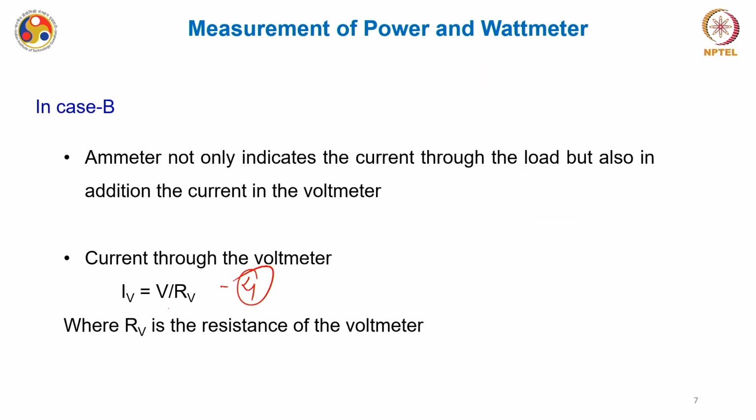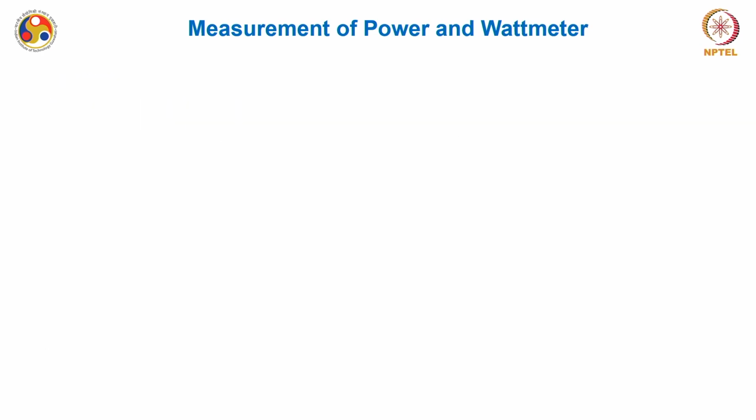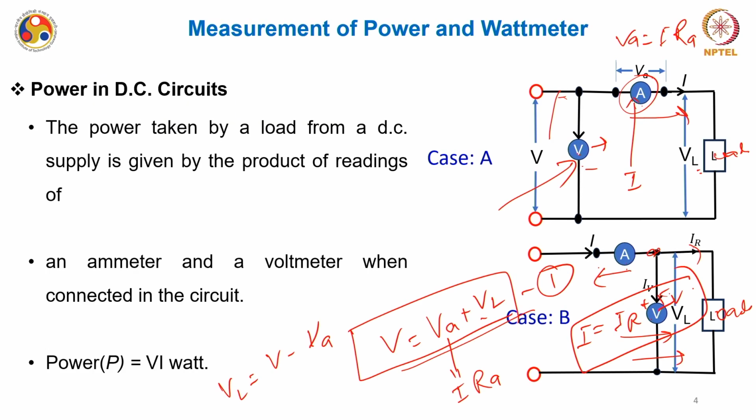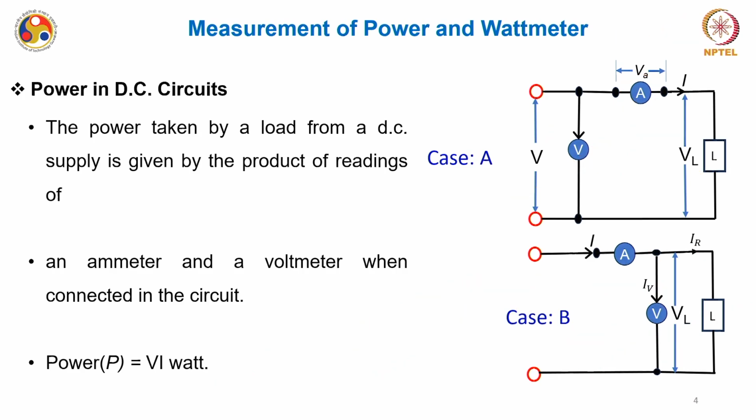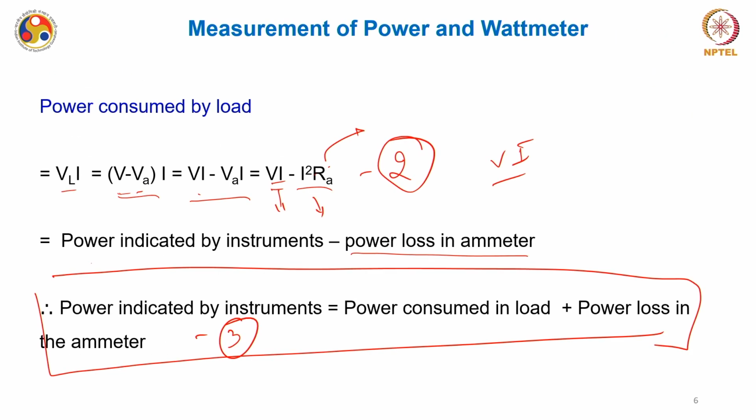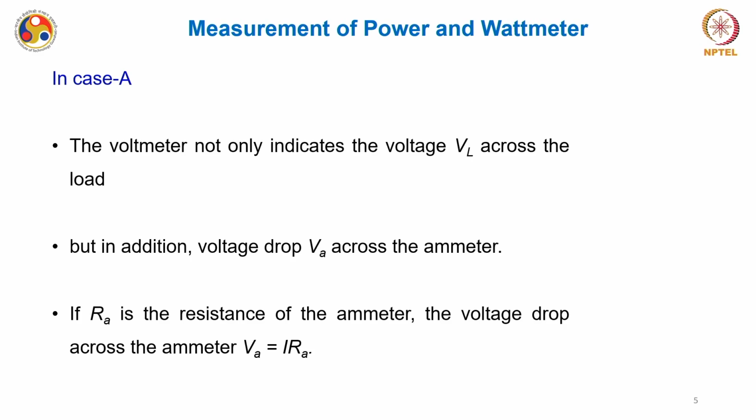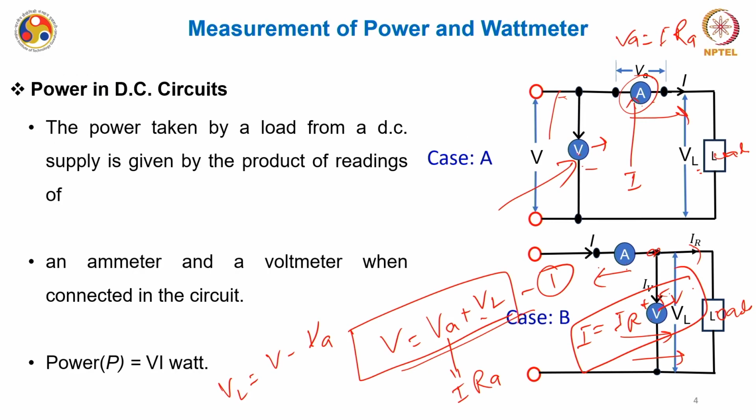And if we try to compare our case A and case B, we see that the third term is actually relating the power loss to the meter which is nearer to the load. So in case A, for example, the ammeter was nearer to the load. So our equation 3 was: power indicated by the instrument is equal to power consumed in the load plus power loss in the ammeter. Now in the case of equation 6, what we have seen is that the third term relates to the meter which is nearer to the load.